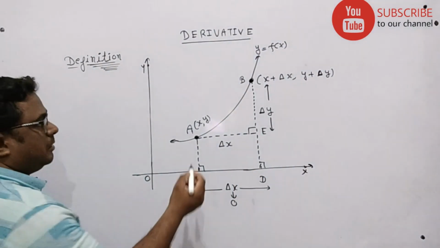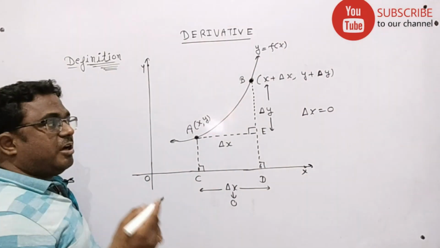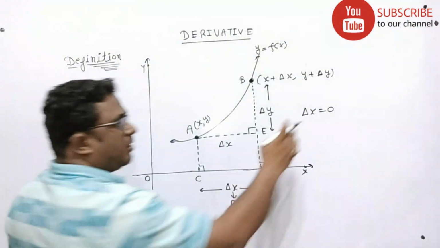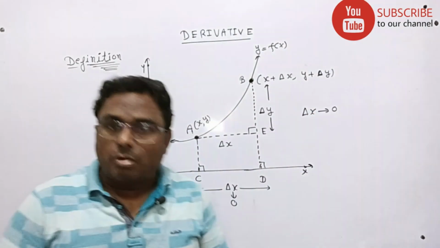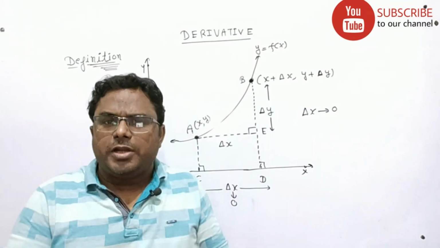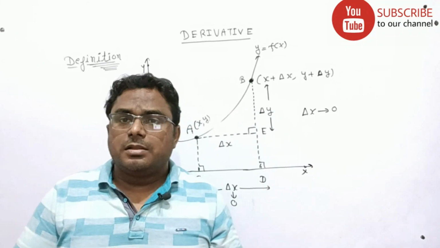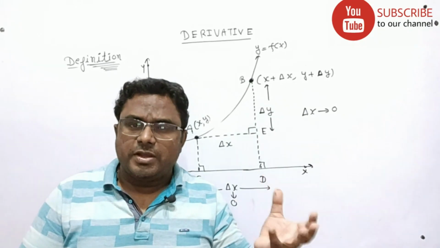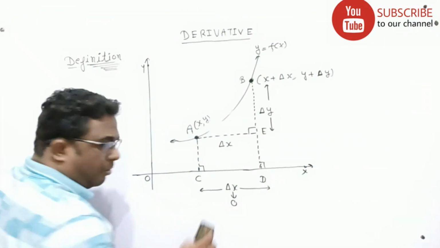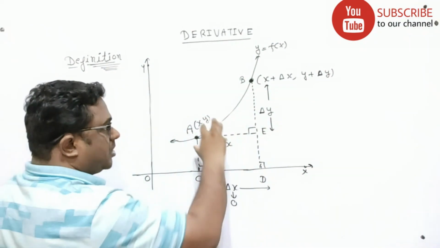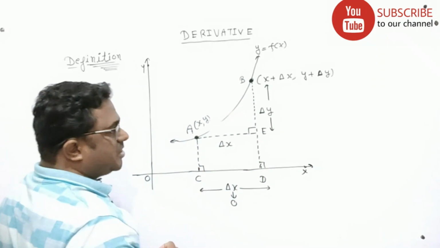If I write delta x equal to 0, it means that I am saying that delta x is purely 0. But when I say delta x tends to 0, it means delta x is not exactly 0 but it is nearly 0. It is very small. So this gives us a sense that the value of delta x is very small. So the restriction in this figure is that delta x tends to 0.